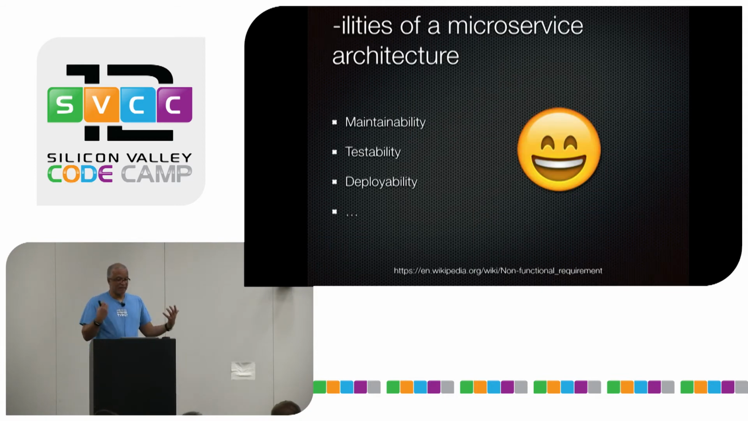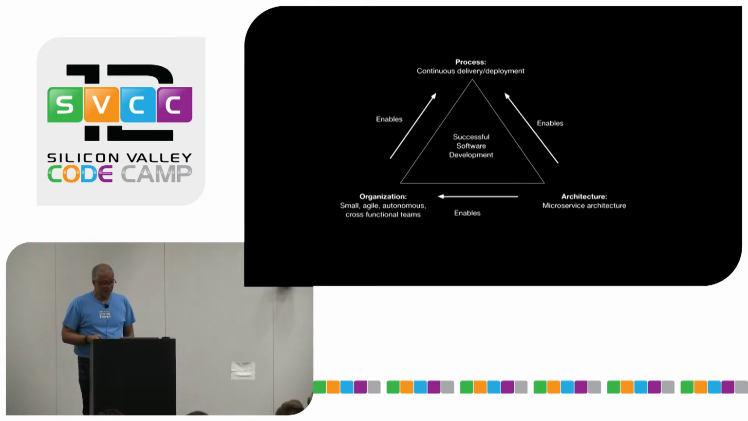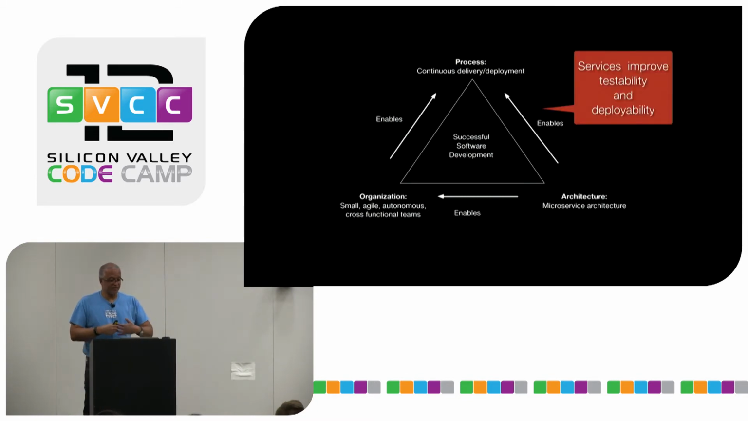So hopefully you have good maintainability, right? The individual services are small and easy to understand and change. They're small and easy to test, and they can be deployed independently as well. And really, the whole point of this architecture is to enable the continuous delivery and deployment of large applications. I like to think of it as the microservice architecture giving you the testability and the deployability that continuous delivery needs.